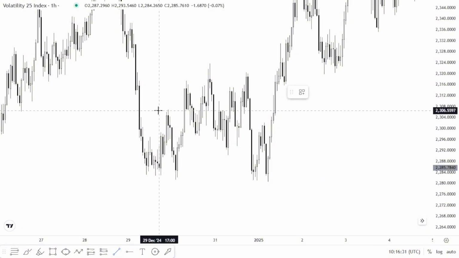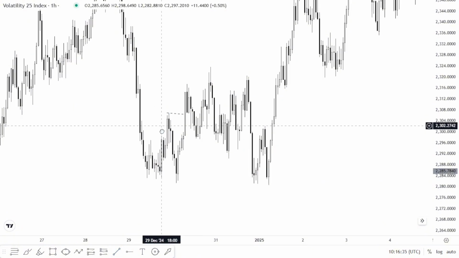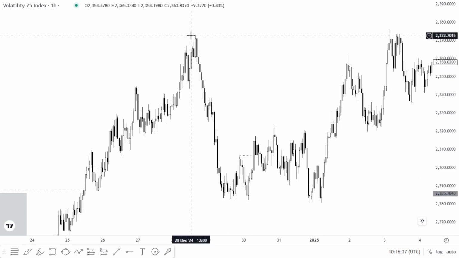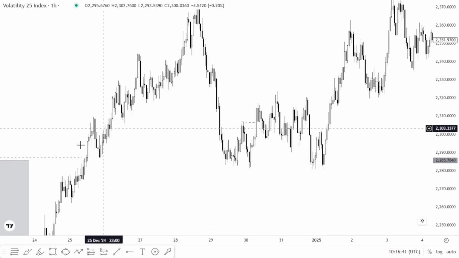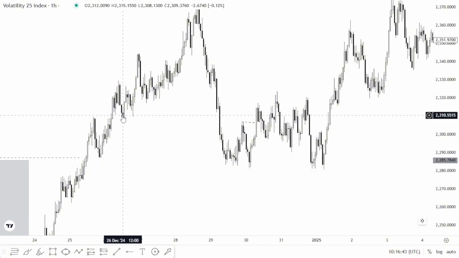So right here we have what? A break of structure. Okay, mind you, you can still focus on the higher time frame structure as your target. All right, so because there's a break of structure here, and then there's a demand zone here, there was liquidity right here.